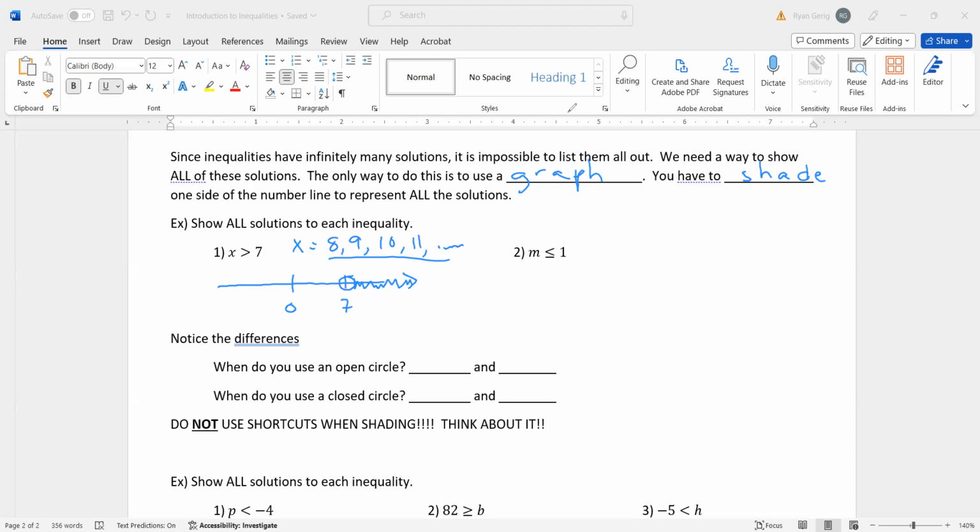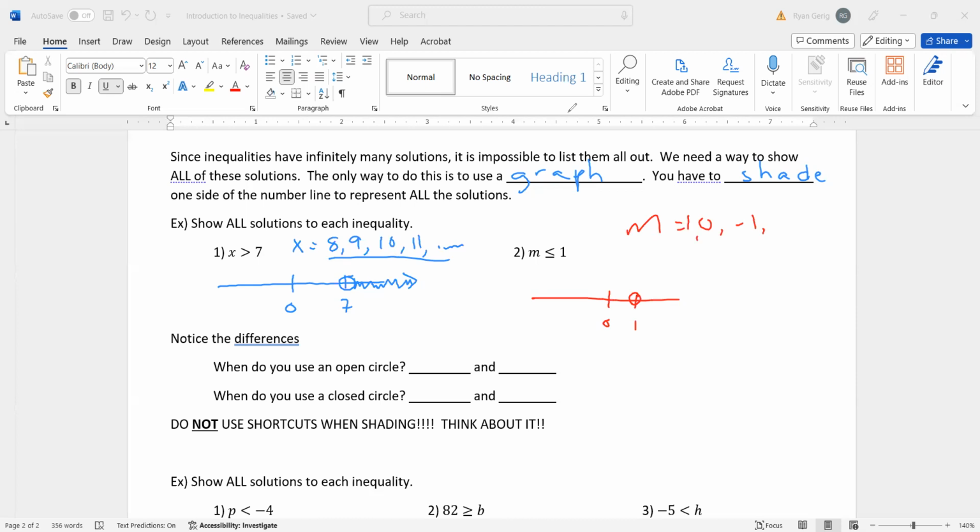We'll do the next one. M is less than or equal to 1. Again, 1 is positive, so I'm going to put it to the right. I'm going to put a circle at 1. What numbers are going to make that true? What numbers could I put in for M to make that true? Well, 0, -1, and actually 1 would work because it's equal to.